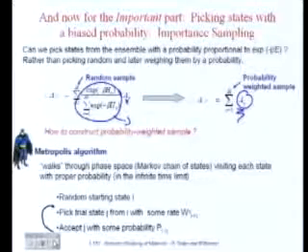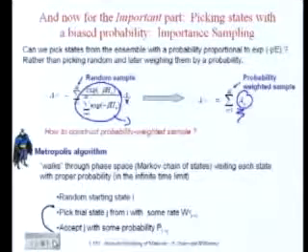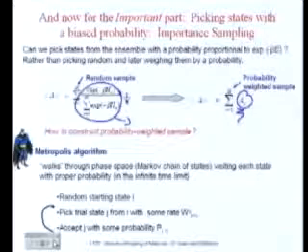Okay? So does everybody see the difference? In simple sampling, you randomly pick things. In importance sampling, you right away try to shoot for getting them with the proper probability. So the low energy states a lot more than the high energy states.